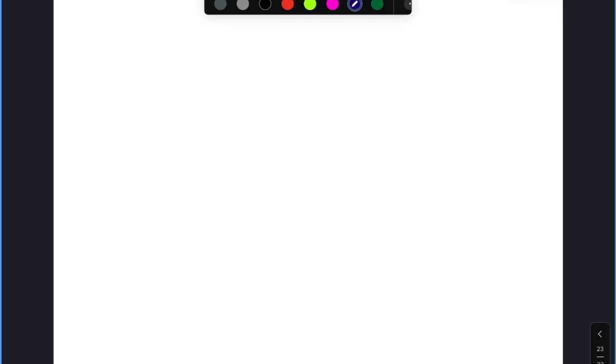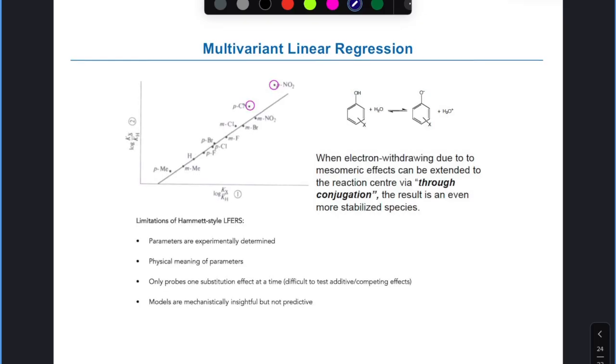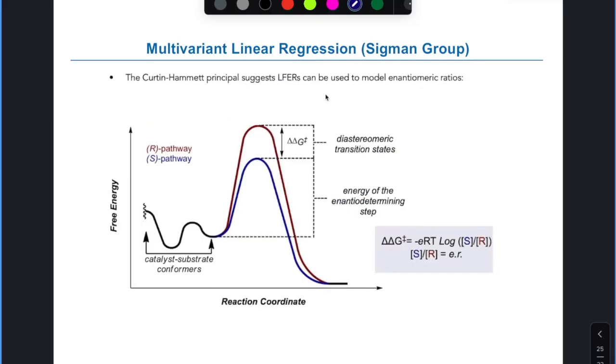So this is where I want to bring this back quickly to multilinear regression. This is the stuff that you guys are focused on a lot, and it comes back to Matt Sigman, who was the one that rebooted this.